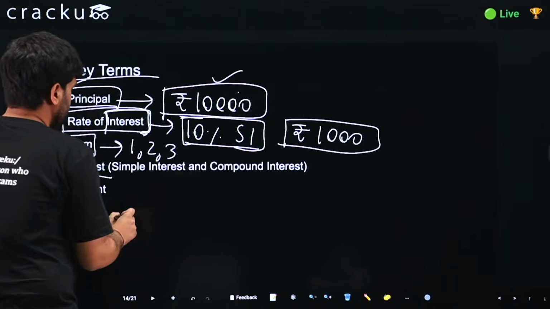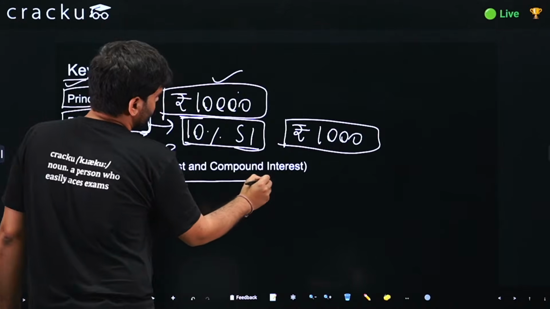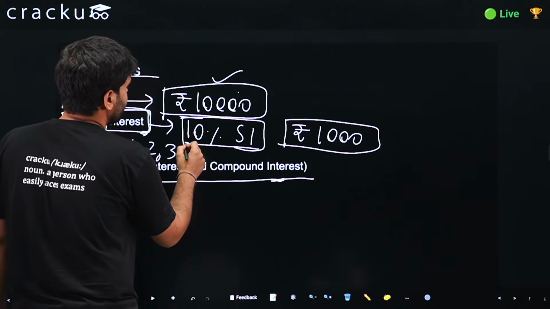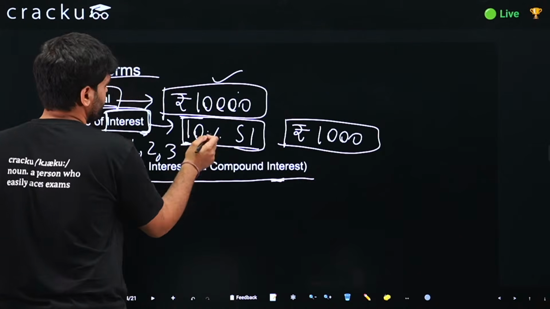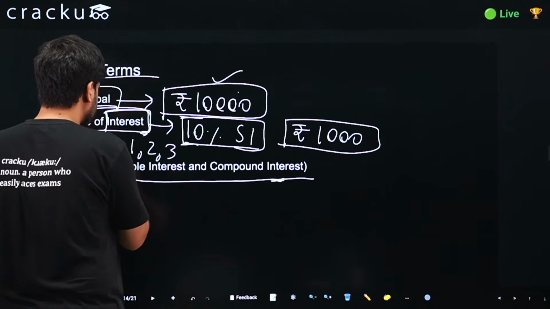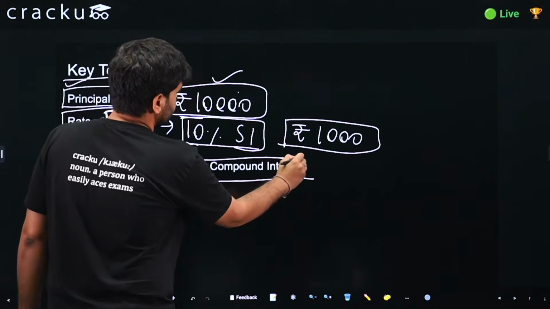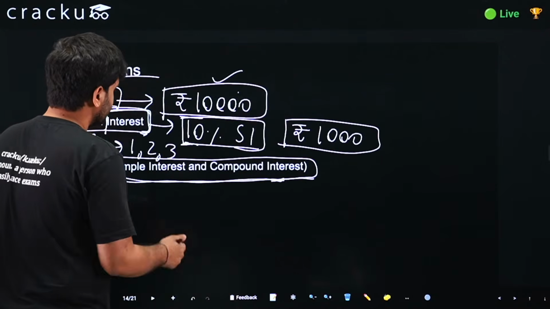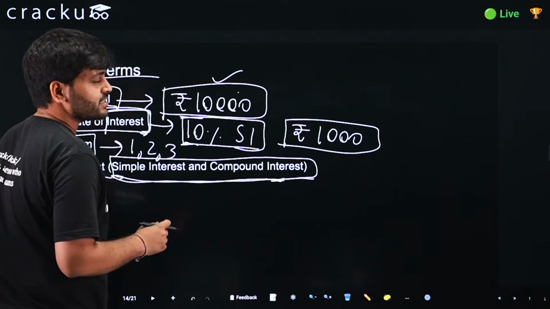Interest is of two kinds, simple interest and compound interest. I've basically given you some idea regarding interest here, but for classifying interest and looking at these two types of interest, we will be looking at these two just after a few minutes.